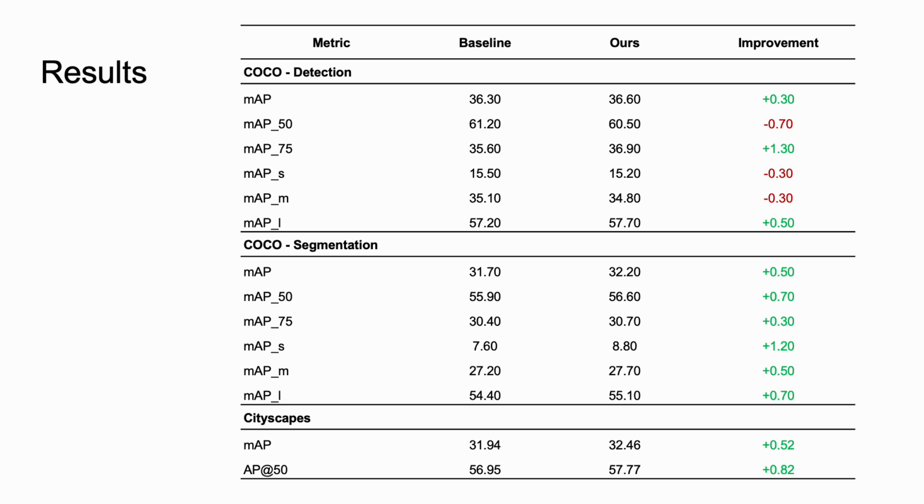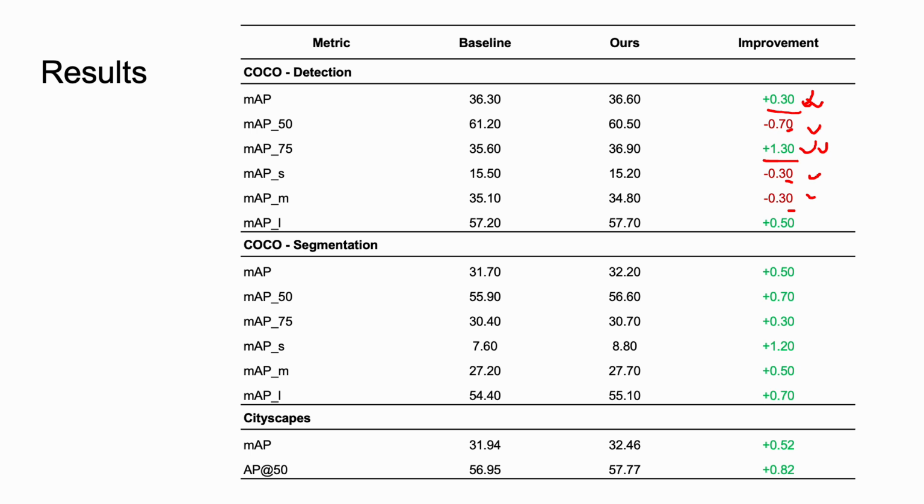Okay, so here are the results. We followed the standard practice to use 3 different metrics: the COCO detection, COCO segmentation, and the Cityscapes metrics also for segmentation. First, in the detection part, we were able to improve the baseline model with a 0.3% improvement, and we have a 1.3 performance improvement in the mAP75. But in the mAP50, mAP small, and mAP medium, our model led to some decrease.